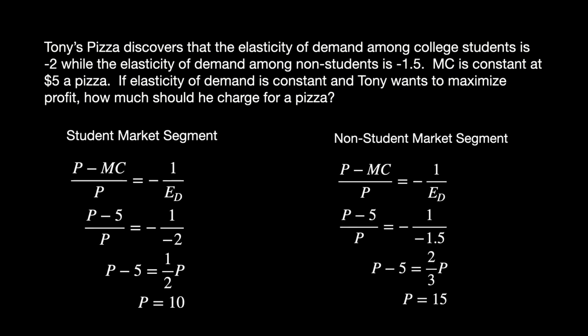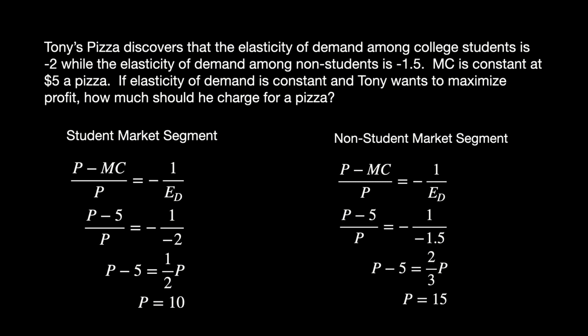When we plug the price elasticity of demand for the student market segment and the marginal cost into the Lerner Index equation, we find that in the student market, the profit maximizing price should be $10. When we plug the price elasticity of demand for the non-student market segment and the marginal cost into the Lerner Index equation, we find that in the non-student market segment, the profit maximizing price would be $15.